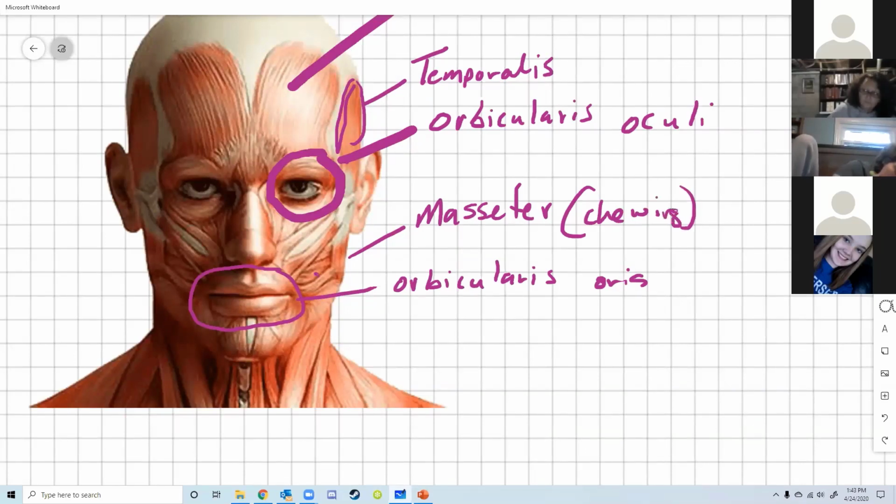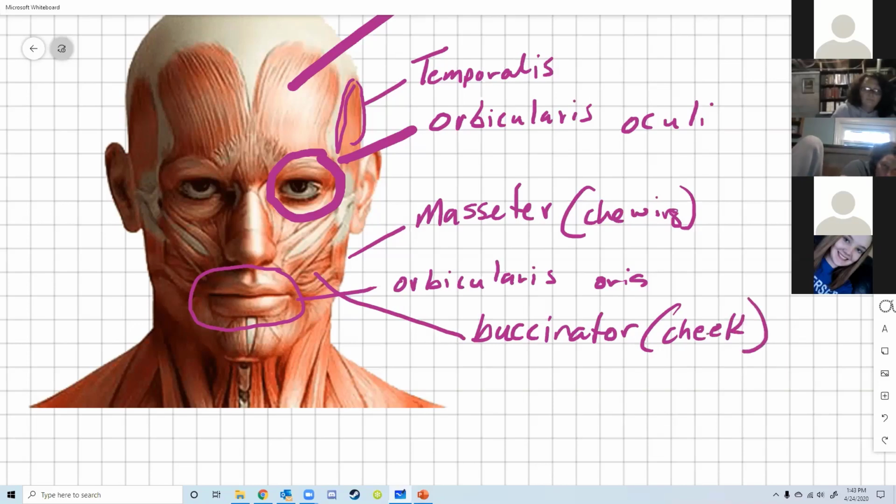And this buccinator is your cheek. So if you want to blow or whistle, you can puff your cheeks out. That's what the buccinator muscle is doing. This word right here means cheek. How do you spell cheek? Somebody, let's check, I'm trying to write it. C-H-E-E-K. So that's the buccal aspect of your mouth. We call that the buccal side. Point to the inside of the cheek. The opposite side is the lingual.